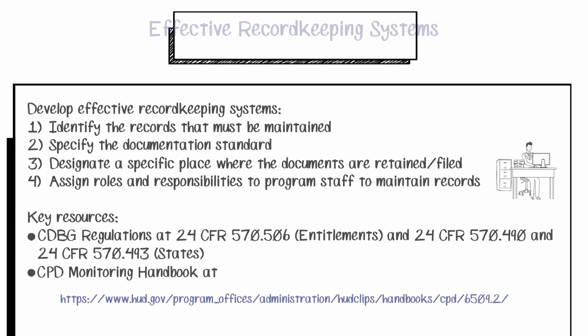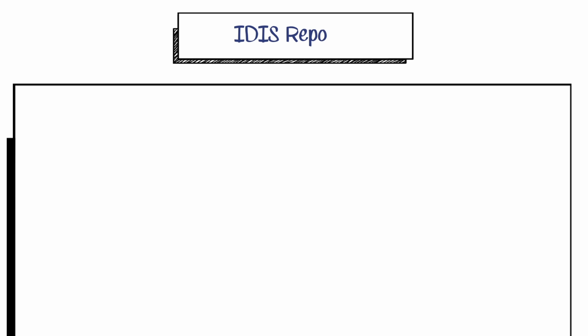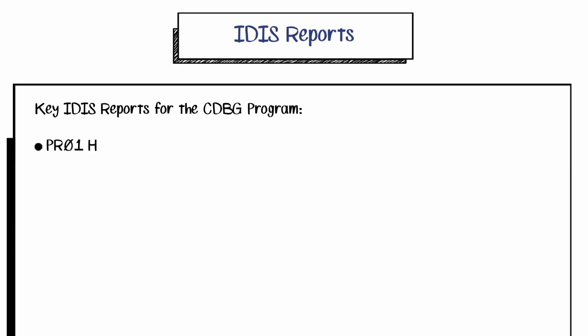IDIS contains several reports that should be generated by CDBG entitlement grantees and by states to ensure their programs are on track. Some of the key reports for this purpose include the PR01 HUD Grants and Program Income Report that provides a summary of all CDBG grants and program income by year.